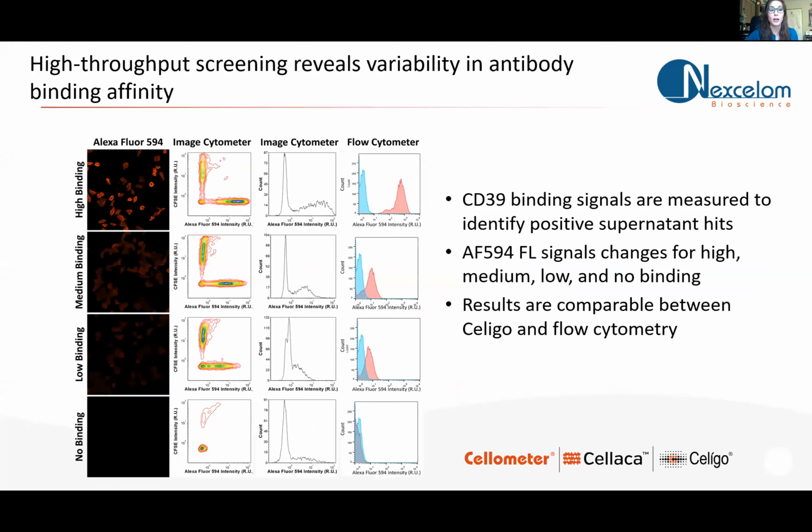So here you have differential binding in different potential target antigen or antibodies rather. And you can see that the data that we captured on the image cytometer is very comparable to the flow cytometer. You have higher affinity with certain antibody and then low binding with other antibody tests.